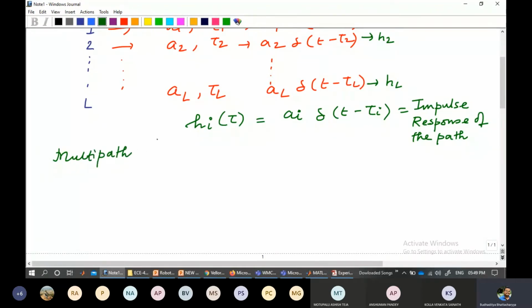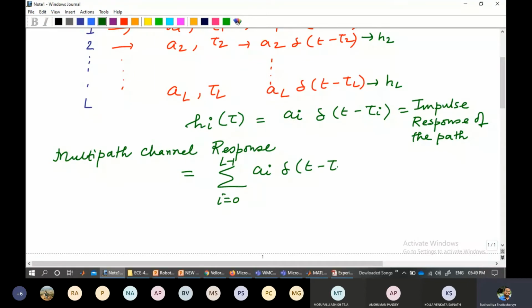This is the individual channel response. So the multipath channel response is given by the summation, i equal to 0 to L minus 1, of a_i delta(t minus tau_i). If I give it a generic form, this is represented as h of tau. So this is what we call the multipath channel response, or a general multipath channel response.